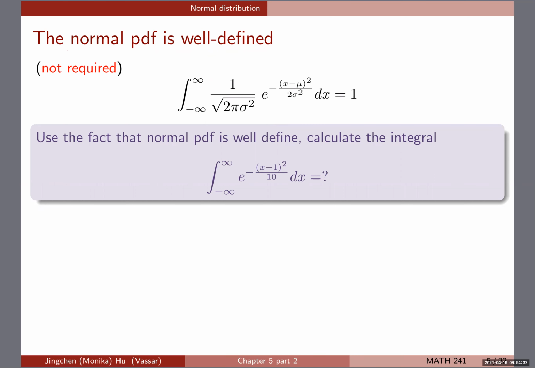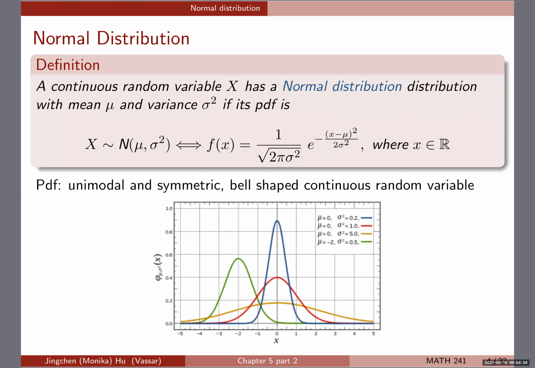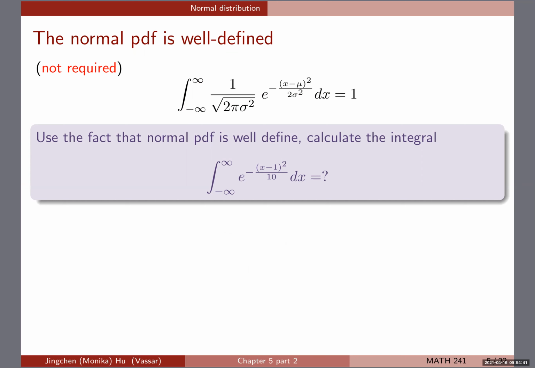The first one that we saw earlier, I was saying that the area under the curve is the same and it should be 1. That is due to the fact that the PDF of the normal is well defined. Even though we are not going to require this particular derivation, you should know this result and use it to solve problems. Okay, so let's look at an example here.